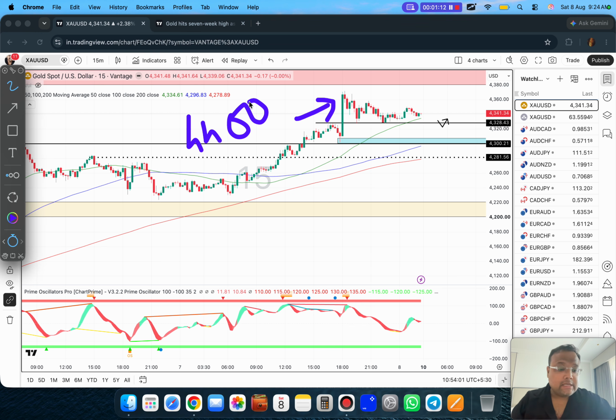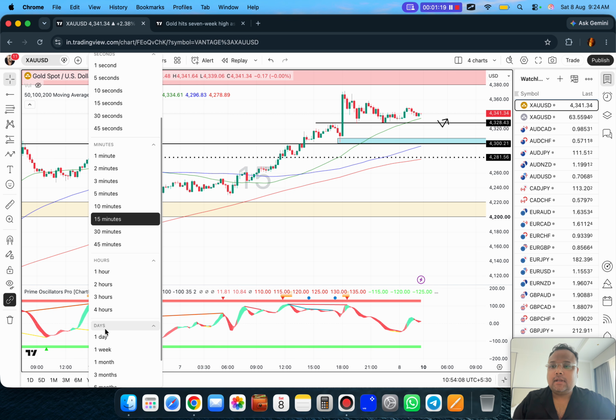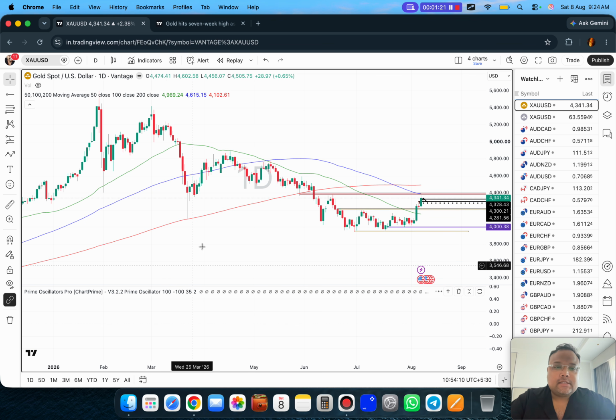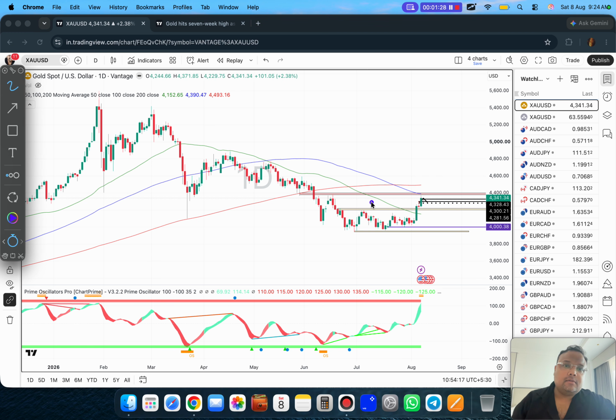So first and foremost, let's look at the daily chart for more clarity. This is the daily chart of gold in front of us. After this long downtrend, we can see the market went sideways here, and right now the market is trying to recover. As we have already discussed plenty of times, for gold to be bullish again, it needs to cross 4250 first, which gold has done already, and then gold needs to cross 4400.